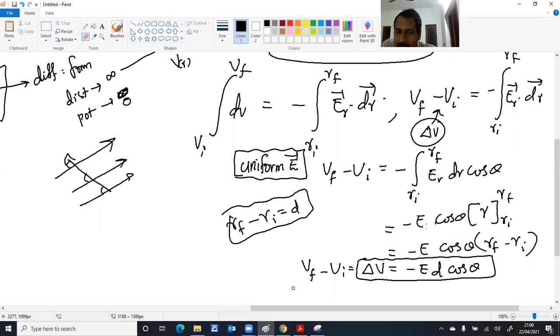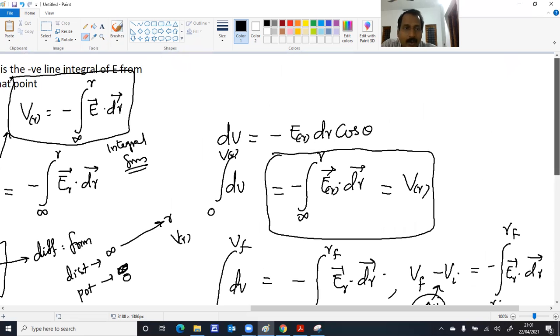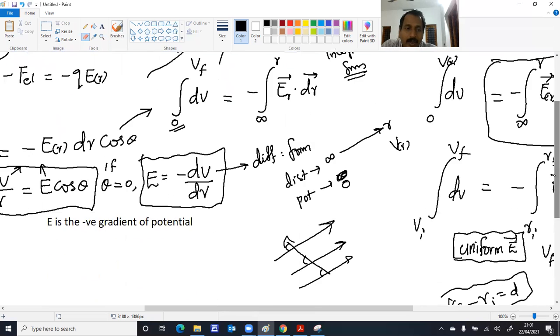This last result you need to learn because it's used for numerical questions. Even these two results where I wrote word meaning. Electric potential is the negative line integral of electric field. Or even I wrote here, electric field is a negative gradient of potential.